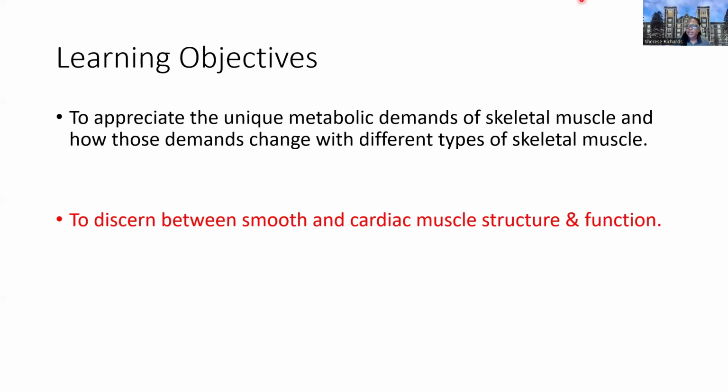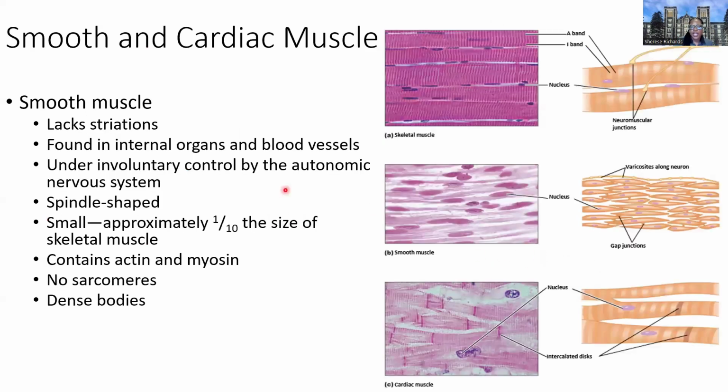Third objective here is to discern between smooth muscle and cardiac muscle structure and function. We've been speaking a lot about muscle, but we've only been looking at the properties and features of skeletal muscle, which is one type of striated muscle. We're going to shift now and look at the other two types of muscle, smooth muscle and then cardiac muscle. And we'll compare the differences again as we approach the last chapter, which has to do with the heart.